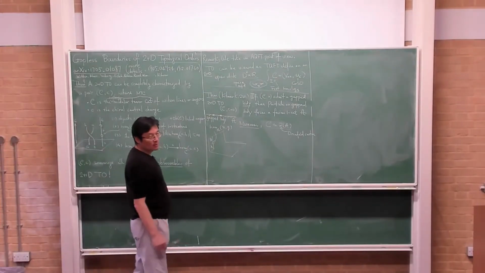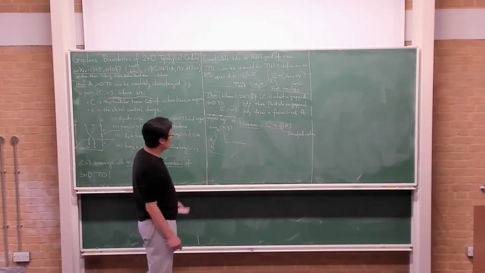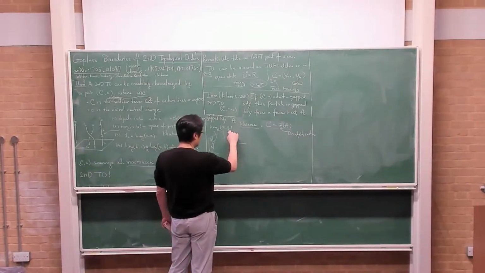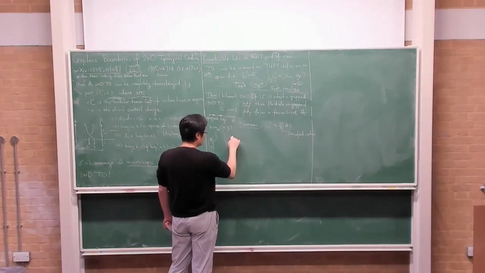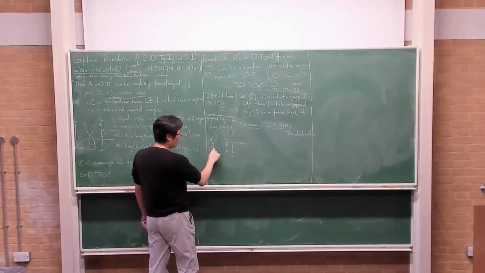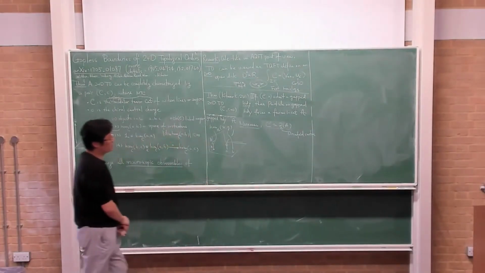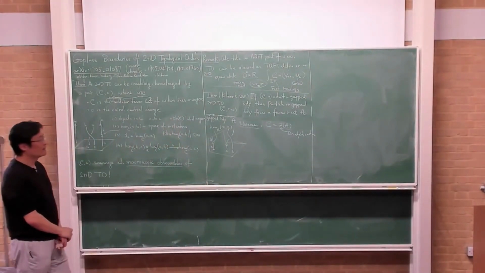This figure, what does the vertical horizontal? No, here's some line in the bulk. Okay, you have an anyon here. So this is the AB. There's some particle on the boundary. That's the picture.